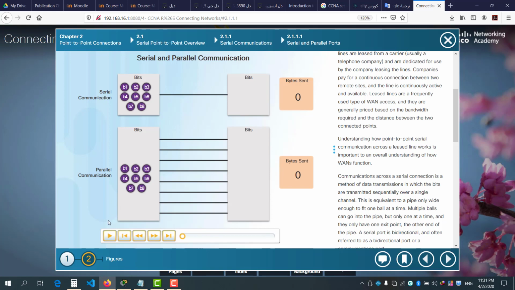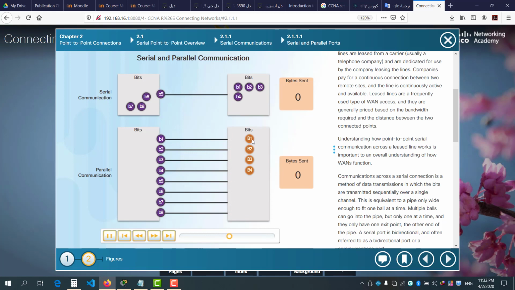Okay. Now we will play the video and see what is the difference between serial communication and parallel communication. As you can see, at a time I transfer 1 bit in the serial communication, while in the parallel communication I can send 8 bits, which make 1 byte. So the small b is transformed into a capital B. Okay, so this is the difference between serial and parallel communication. I think now you understand the difference.